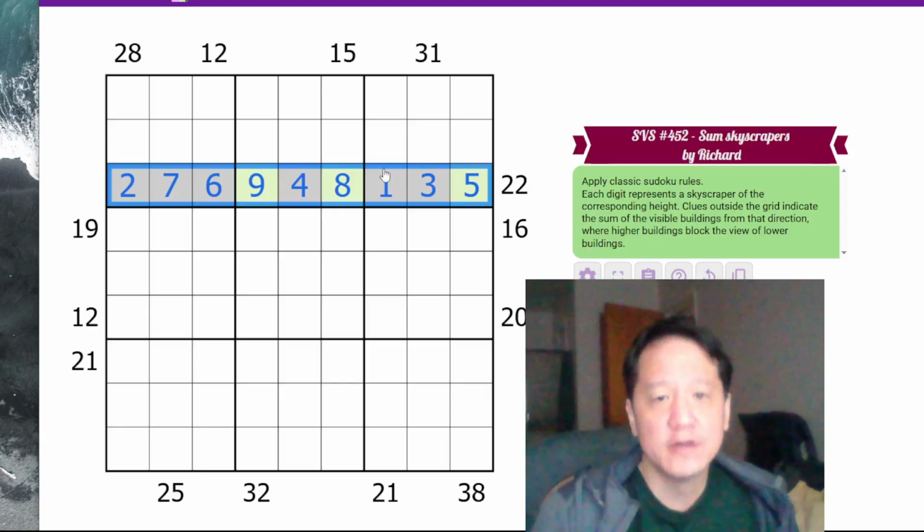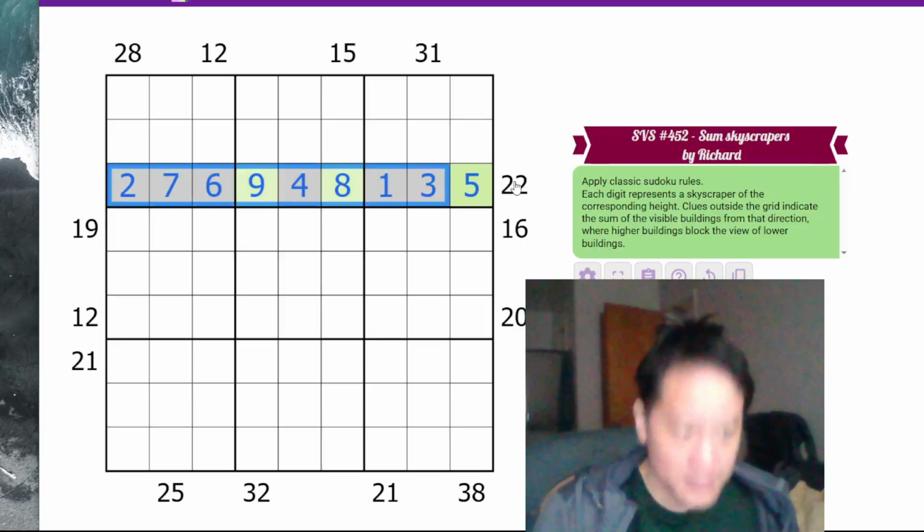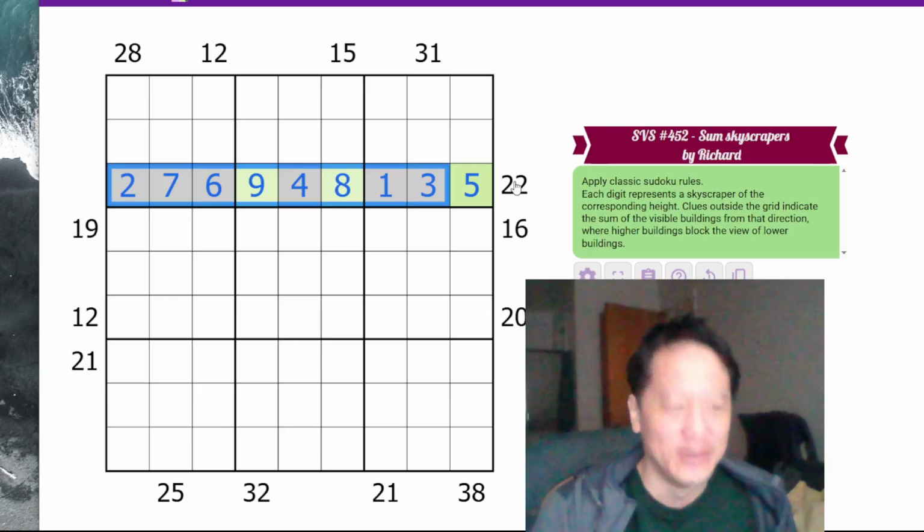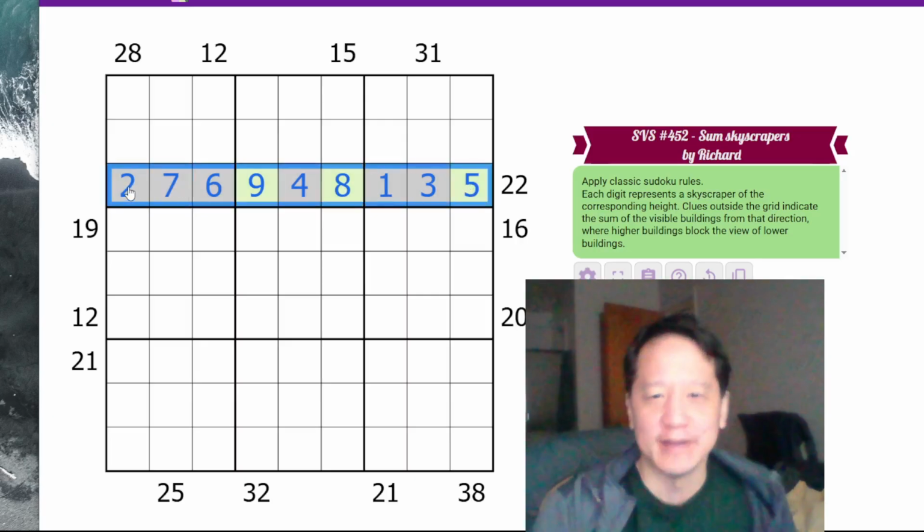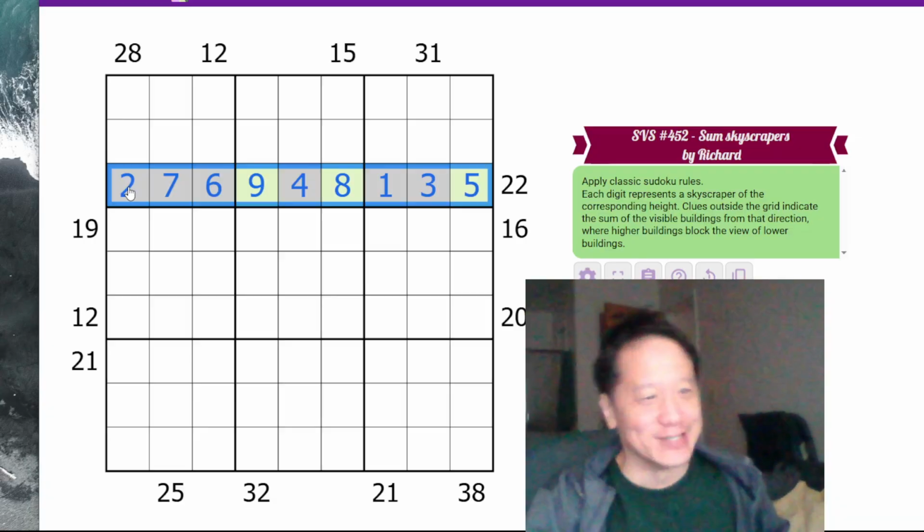So that's why this would satisfy this some skyscraper clue, right? So this is an example of how some skyscrapers work. Okay, I'm getting better at saying that. That's hard to say.